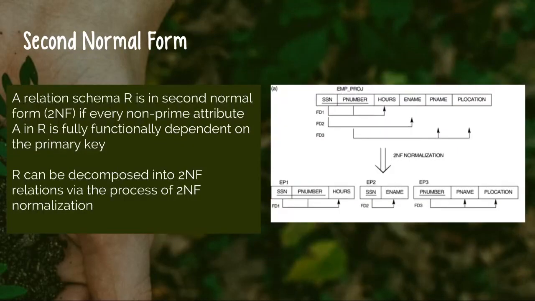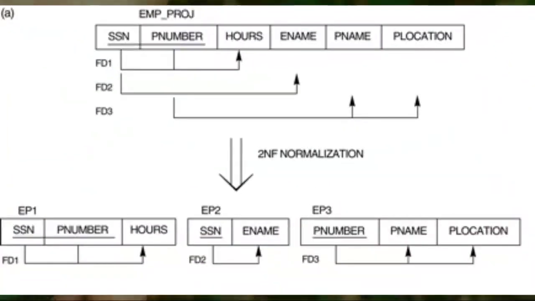So a relation schema R is in second normal form if every non-prime attribute A in R is fully functionally dependent on the primary key. That is the definition that we have. If it is not, we can decompose so that we can achieve second normal form. Here in the example, we have an employee project relation where SSN, project number, hours, employee name, project name, and the project location are the attributes.